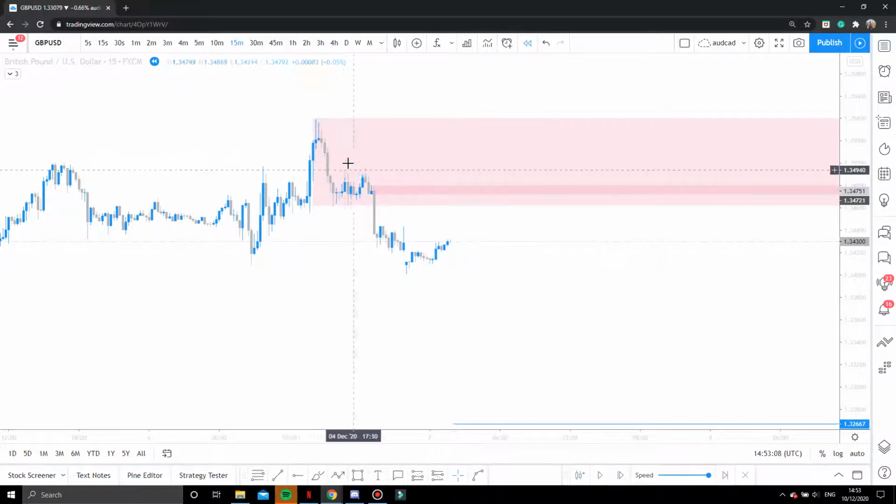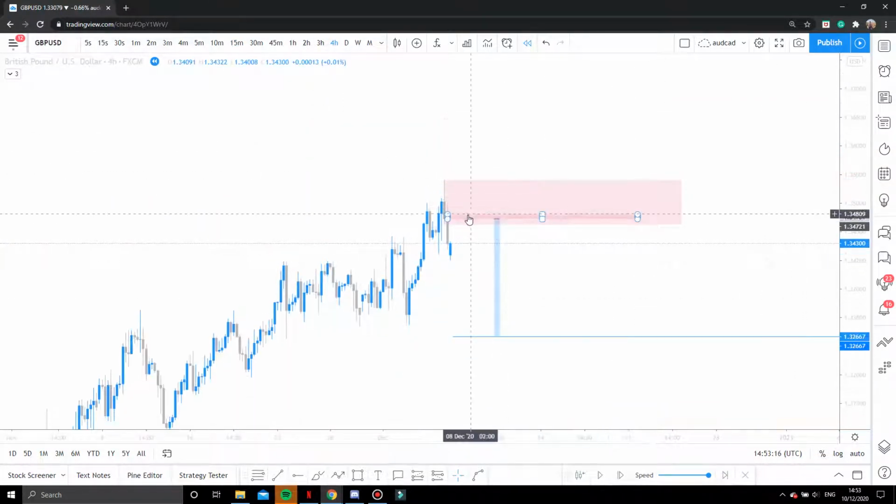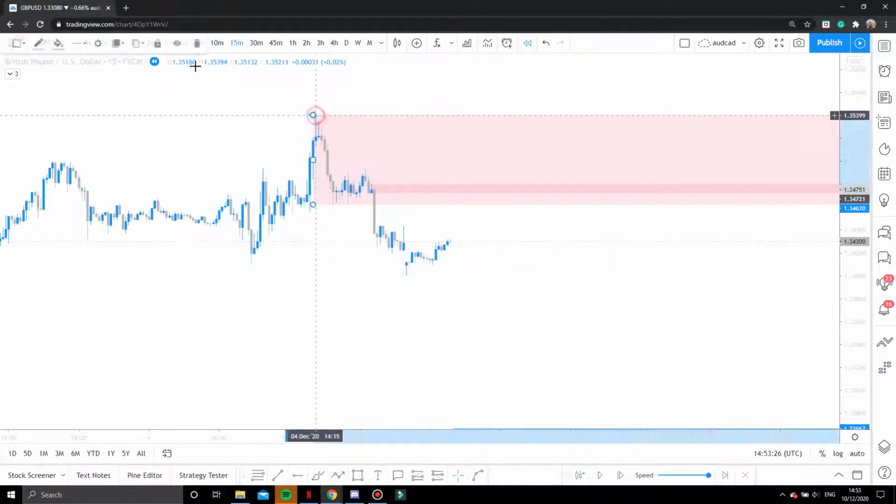It didn't break any structure for me to say that this is an OB. However, it's not to say that if price violated this OB but still reacted here, I wouldn't still be looking for it. But that is my main area of interest that I'll be looking for to place the trade.